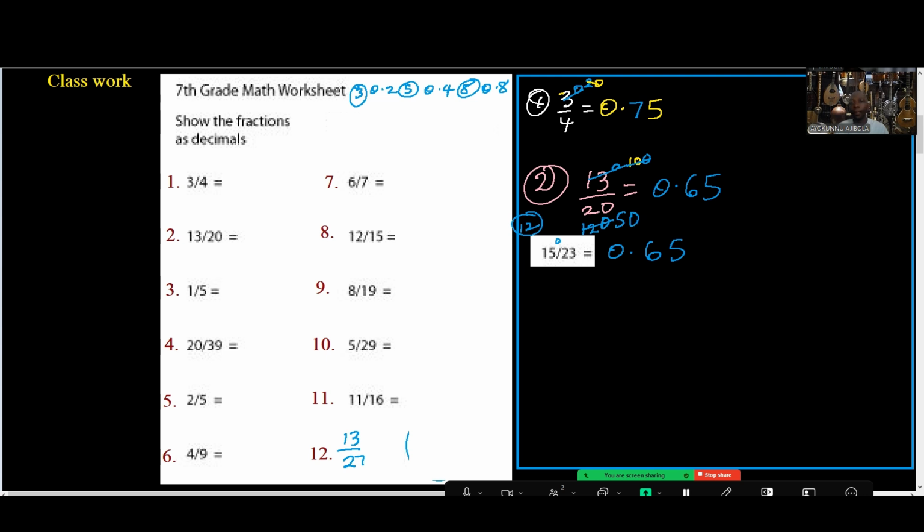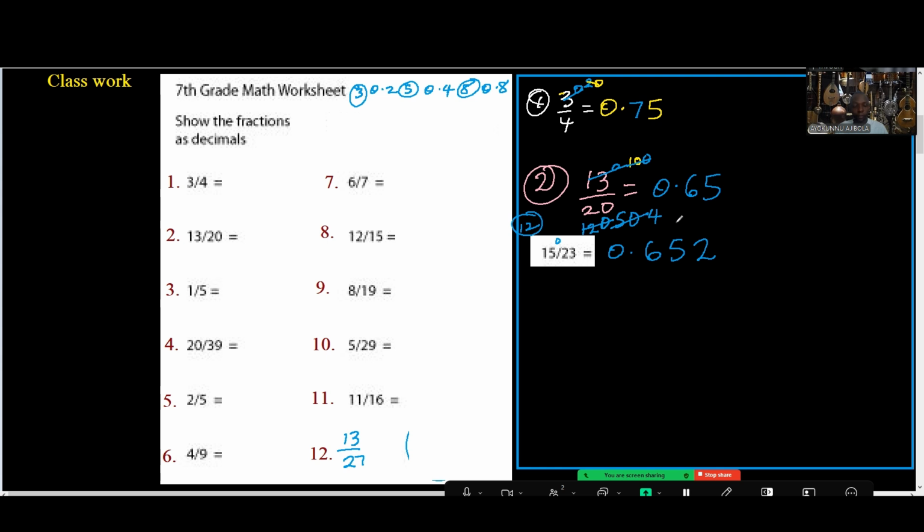That will be 50. So how many 23 is in 50? That's 1, right? Remove 23 from 50. What do you have? Oh, that's 2, not 1. 23 times 2 is 46, right? Yes. So 46. Remove 46. What do you have? You have 4, right?